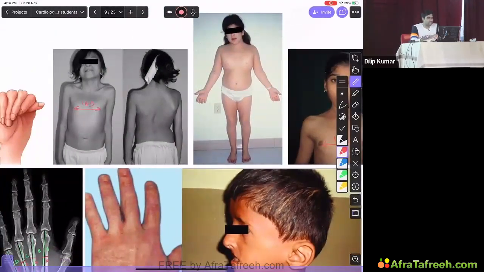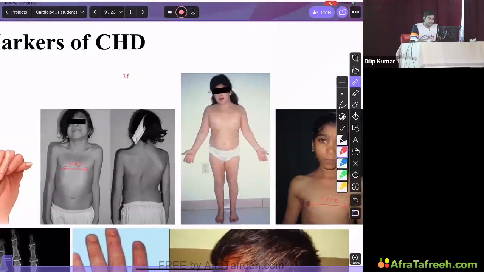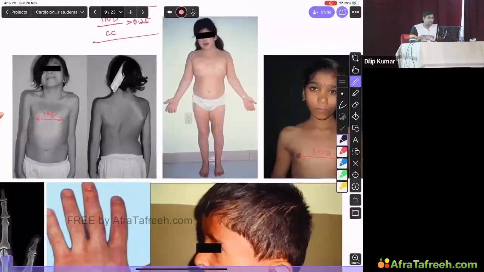Internipple distance. If your internipple distance is divided by the chest circumference, if it is more than 0.25, if it is more than 25%, that is suggestive of widely spaced nipples. If the internipple distance is more than 25% of the chest circumference, that is suggestive of widely spaced nipples. So all these things are suggestive of Turner syndrome.